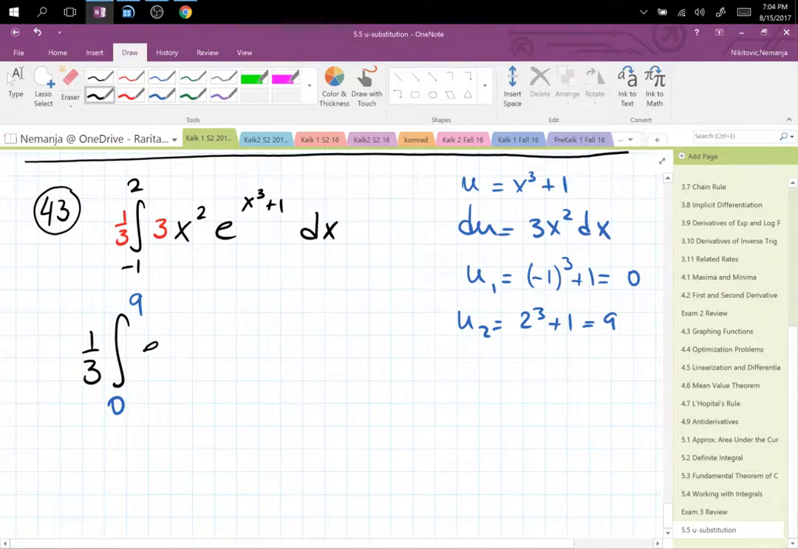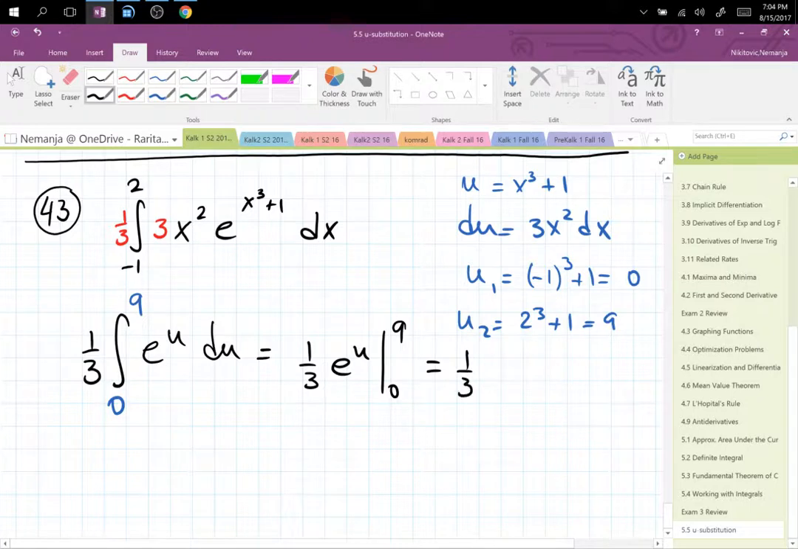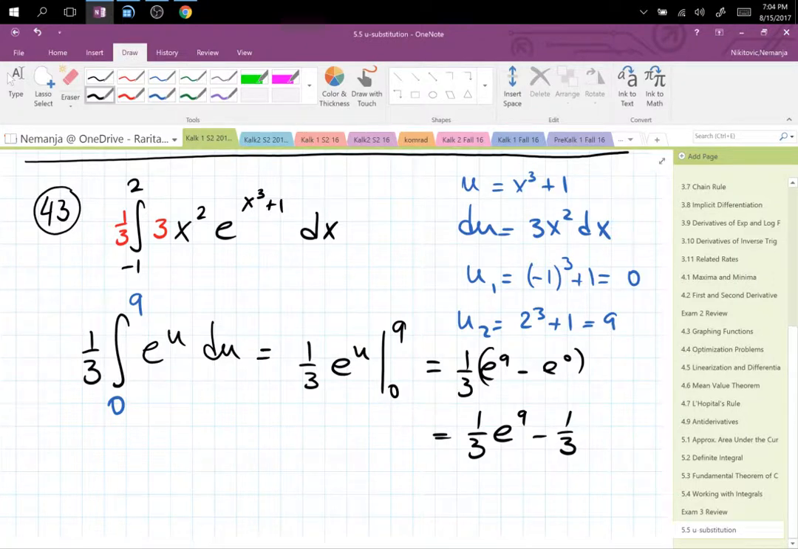So we have e to the u du, which is 1/3 e to the u computed from 0 to 9, which is 1/3 e to the 9 minus e to the 0, which is 1/3 e to the 9 minus 1/3. Or you can factor out 1/3, get e to the 9 minus 1, whatever.